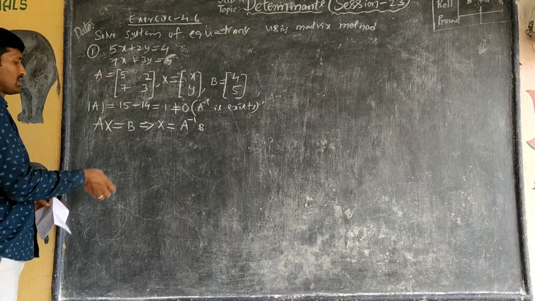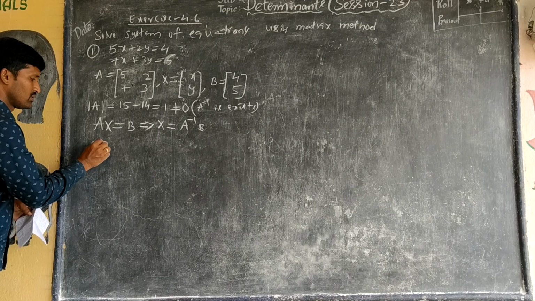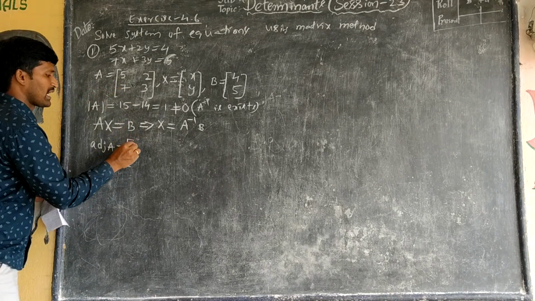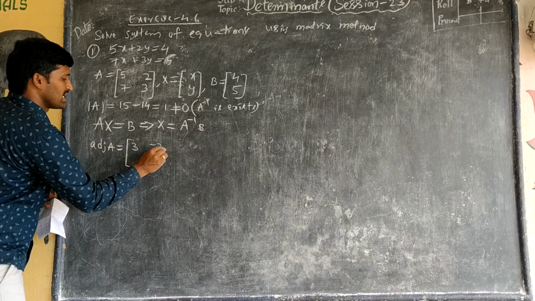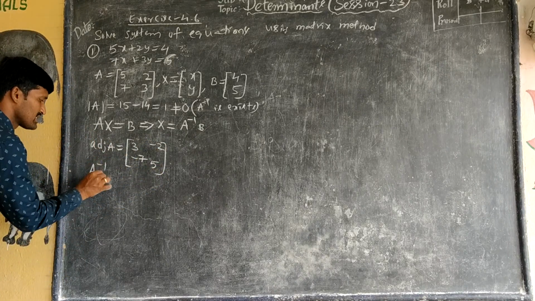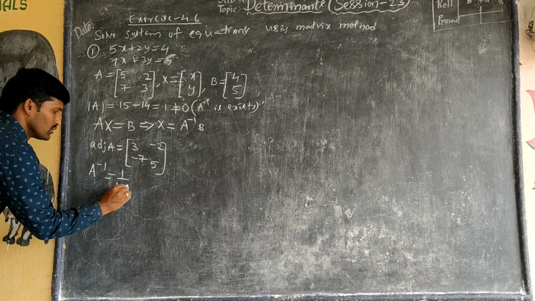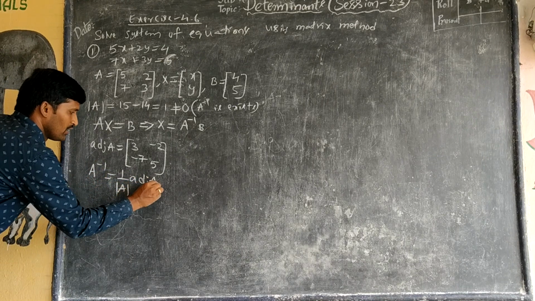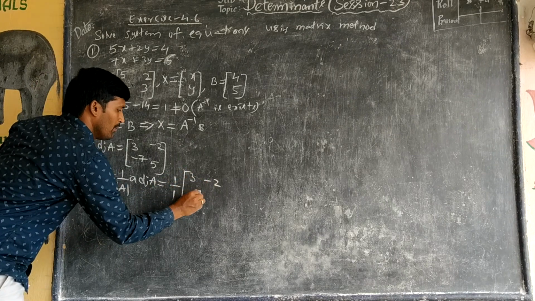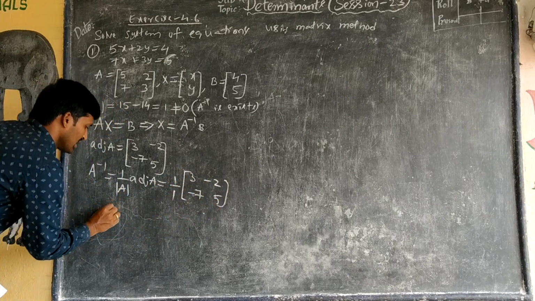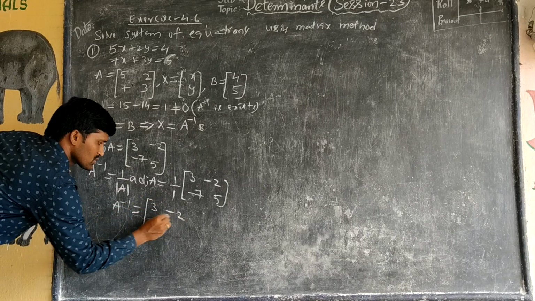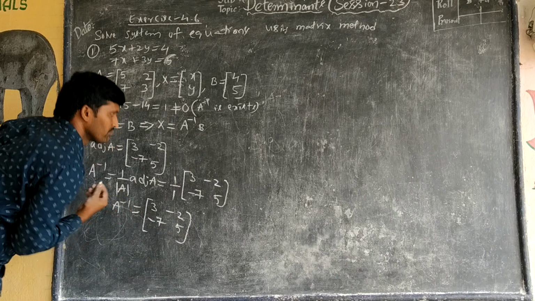Det A we know is 1. Adjoint A we need to find. How to find adjoint? For 2 by 2 we know clearly. Interchange the diagonals 3, 5. Change sign here: minus 2, minus 7. Now write down the A inverse matrix. 1 by det A into adjoint A. 1 by det A value 1 into adjoint A is 3, minus 2, minus 7, 5. That is A inverse, 1 by 1 is 1 only. 3, minus 2, minus 7, 5.